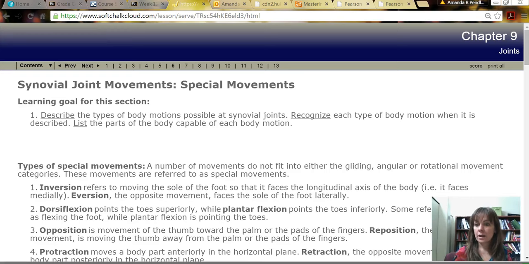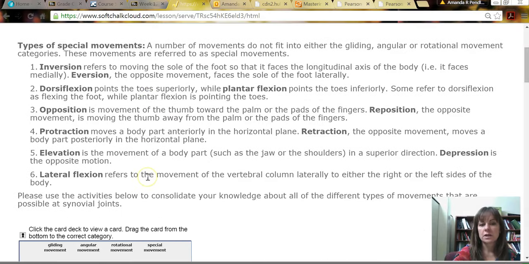Okay, so the next type of movements that belong to synovial joints are special movements in that they don't really fit into any particular category, and often only certain parts of the body can do these types of movements. So here's a list of them, and again I'll demonstrate them in the order that's listed here so that you can have a visualization of what they look like.